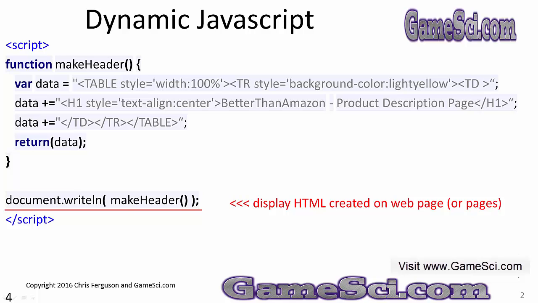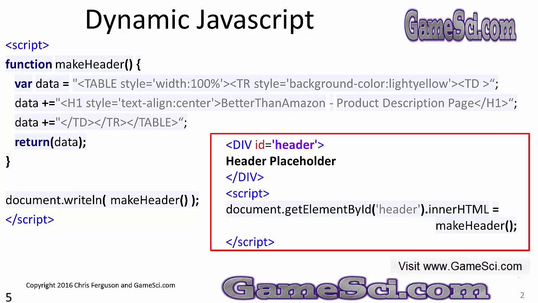If I have a dozen web pages on this site, I can create one makeHeader function and just call this function every time I want to put it at the top of a web page. So without a doubt, creating the function makeHeader is a good idea. The only question is, how do we then take that HTML and put it on the screen? Technique number 1, use document.writeLine. Technique number 2 is to use getElementID and inner HTML.